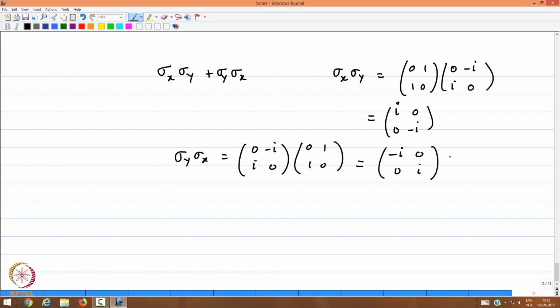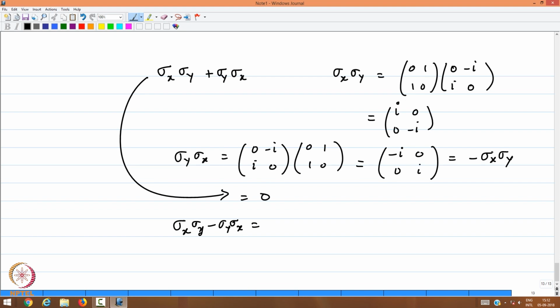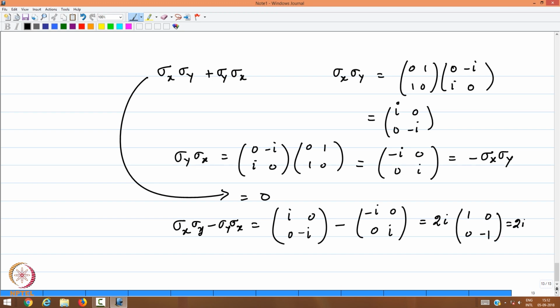Therefore, this is equal to minus sigma x sigma y, therefore this sum is equal to 0. It is also easy to see that sigma x sigma y minus sigma y sigma x takes the difference between these two operators, namely I 0 0 minus I minus minus I 0 0 I. So it gives you 2 I times 1 0 0 minus 1, so it gives you 2 I sigma Z.